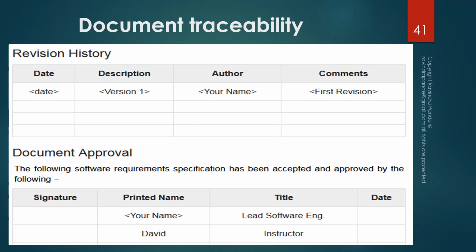So here you can see a table on the screen where we have a revision history as one table and document approval as a second table. These two tables are normally included in the first few pages of every document in a given organization. So here we have revision history, with date, description, author, and comments.